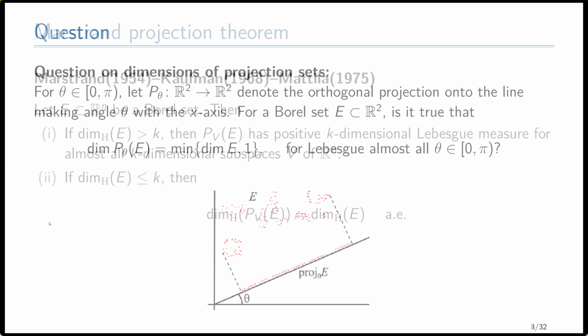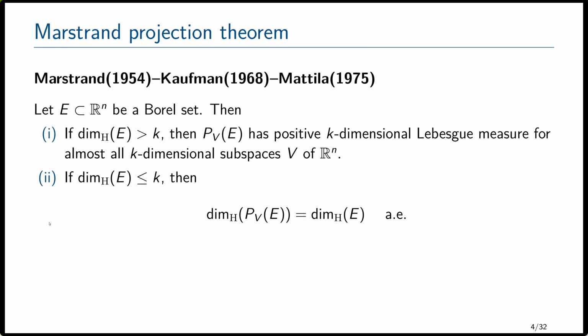There is a classical answer given by Marstrand in 1954. And in 1968, Kaufman, in fact not extending but using a capacity method, reproved the original result in 2 dimensions. And later in 1975, Mattila extended the result to higher dimensions, also using Kaufman's capacity method.